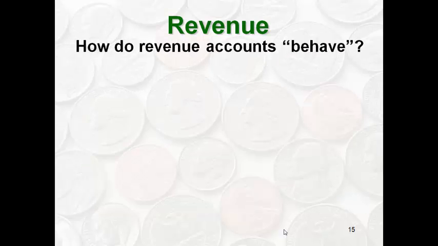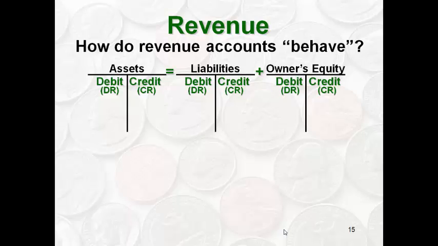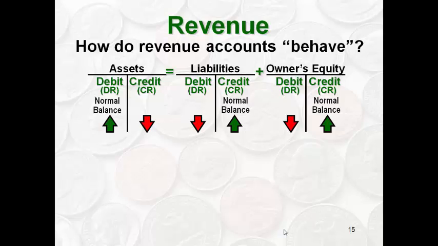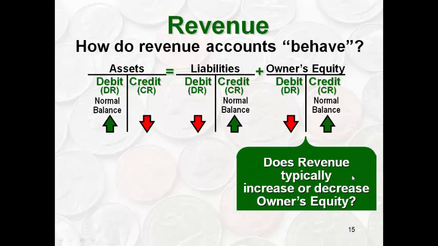Okay, how do revenue accounts behave? And what we mean by this is, how do they behave in terms of debits and credits? Okay, please don't be frightened by this. We've already seen this, so I'm just going to pull this up quickly. We know assets, liabilities, and owner's equity, how they behave in terms of when they increase or decrease, whether it's a debit or credit. Specifically, please look to the right here. We want to analyze how this affects now this new revenue account. So does revenue typically increase or decrease owner's equity? Well, we know that revenue increases owner's equity.